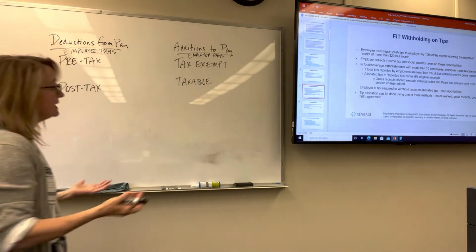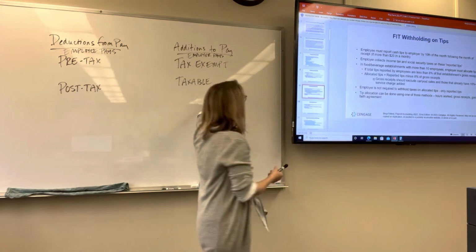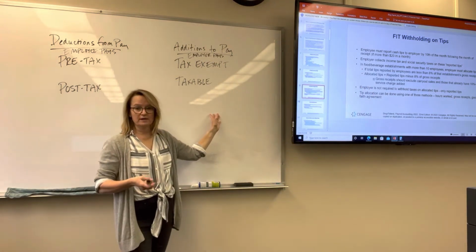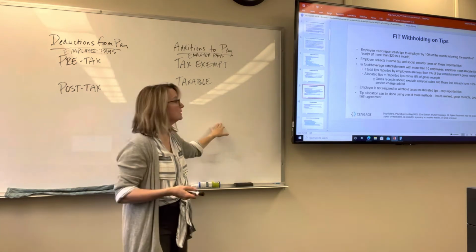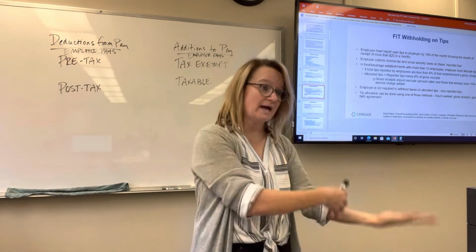The employer then adds that amount when they calculate the federal income tax withholding that they're going to do. They add the amount. Now it's from the last month. It's not from the current month, it's from the last month.